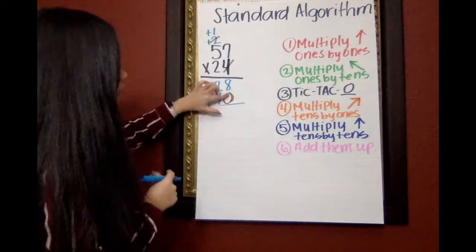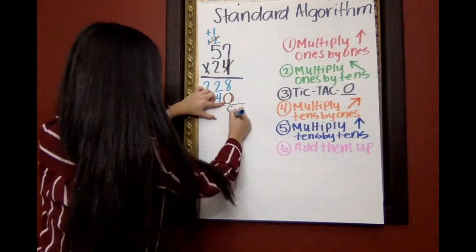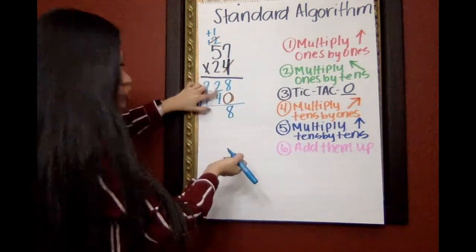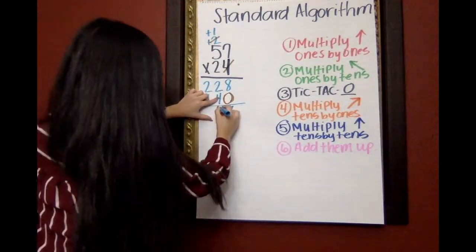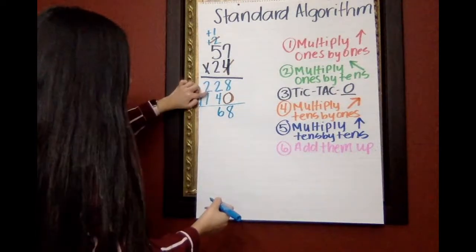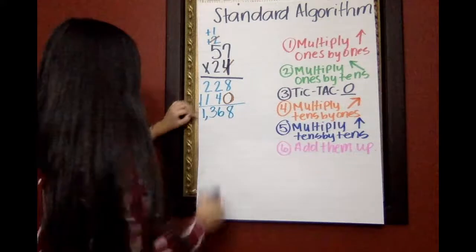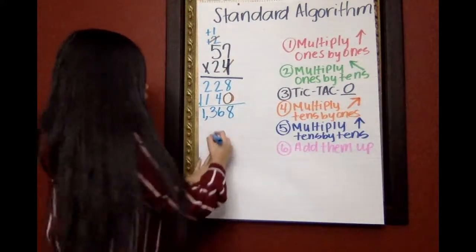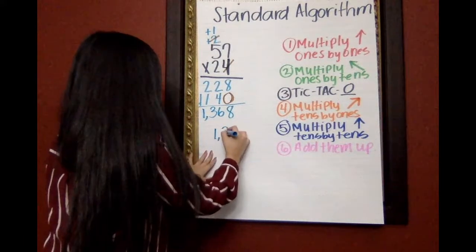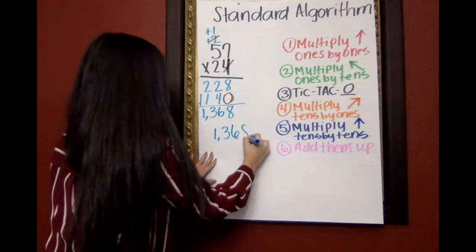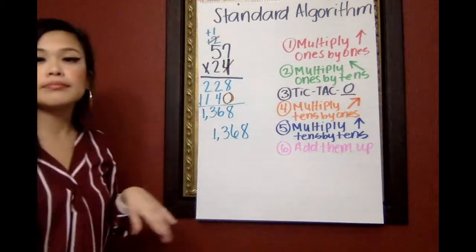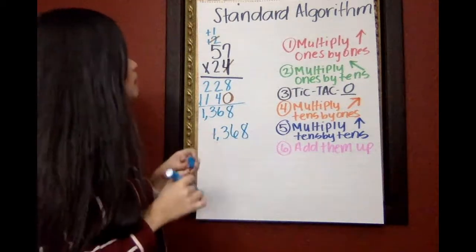So 8 plus 0 is 8. 2 plus 4 is 6. 2 plus 1 is 3. And bring down the 1. And so my product is 1,368. And that is my product.